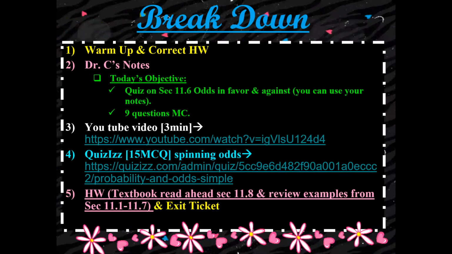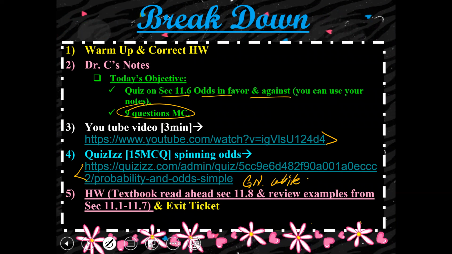All right, so then let's go ahead and take a look at today. You have your quiz on 11.6 on odds in favor and against. You can use your notes. It's 9 questions, multiple choice. Afterwards, please view this video right here. And then in class, we will be going over our quizzes. Your homework tonight is just make sure you read ahead for 11.8 and review the examples from 11.1 to 11.7. I would suggest you go over the guided notes with this one. Oh, actually, you know what? You have to turn in the white packet next time I see you guys in class. So just make sure your white packet is ready and all of the homework templates are filled out because that is due.